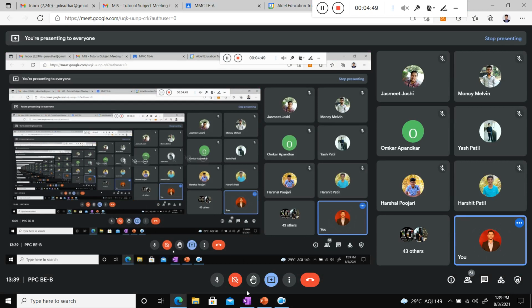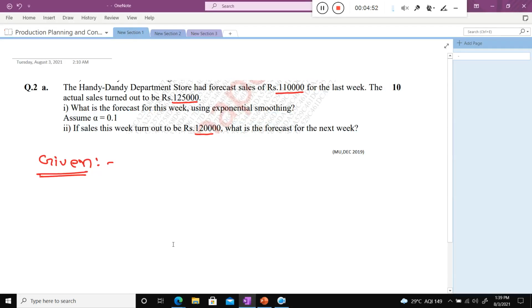Class, just tell me what are the given data in this numerical. Okay, so demand of which month? I think the last week demand is given. Last week demand and last week forecasting, these two things are given, as well as this week demand. Now I will put the given data. Just wait. Okay, given data: forecasting and demand.